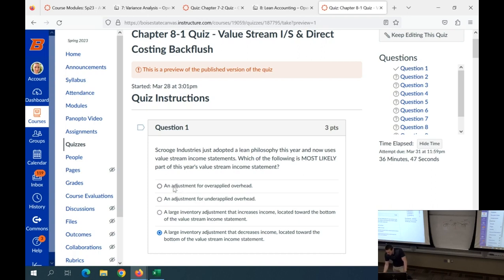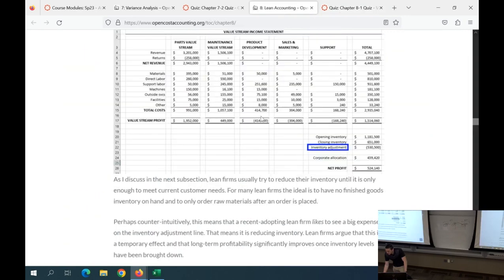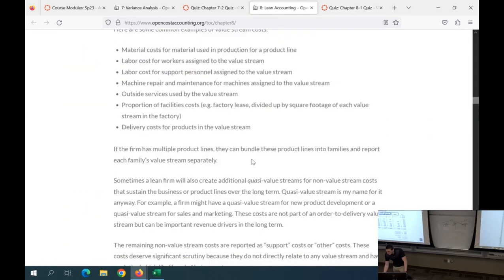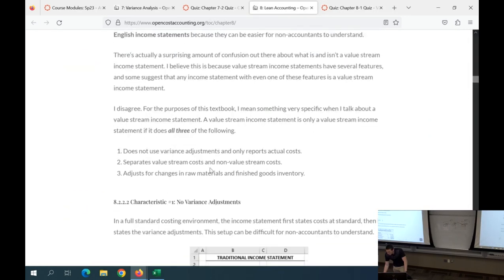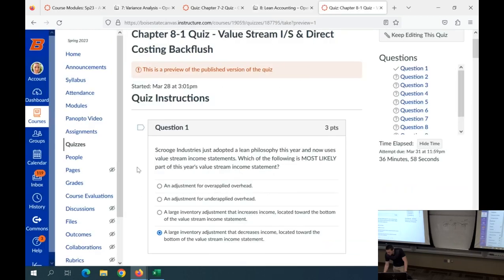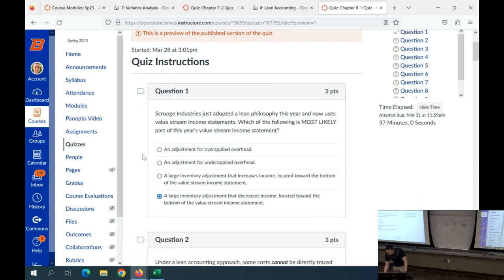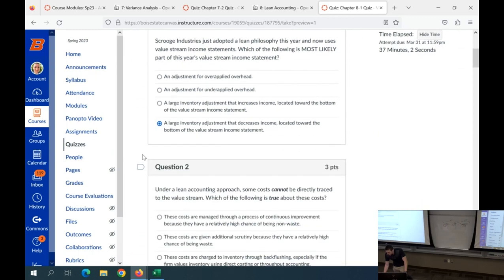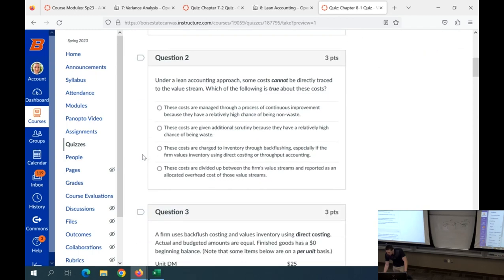I'm going to get rid of these because I see the word adjustment. And point number 1 says we don't have variance adjustments. Yeah, let's leave it at that. Okay, let's look at this one too.